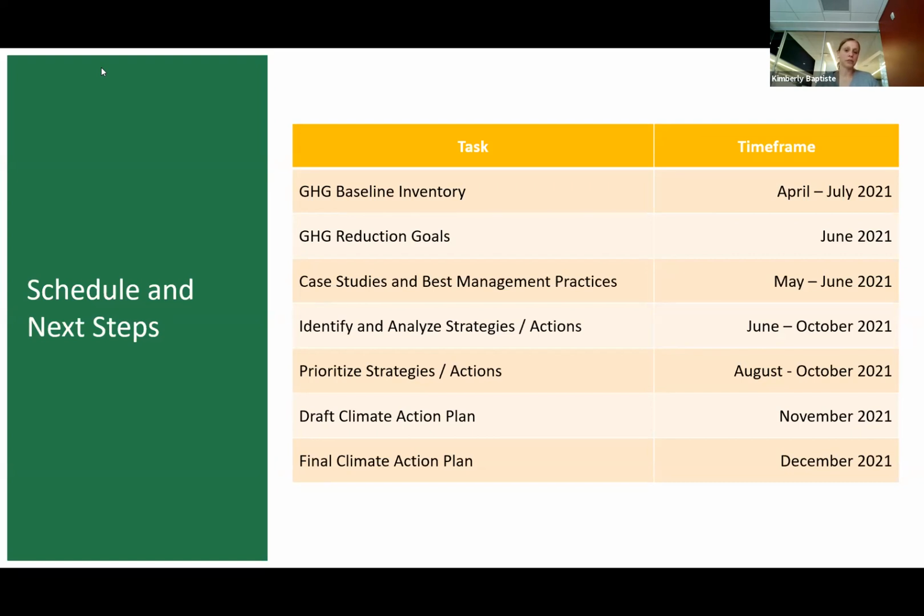We are already starting to look at case studies and best management practices, and we'll be continuing to compile those over the next couple of months. But really by the summer and into early fall is when we'll start to look at different strategies and actions. And then late summer, fall, starting the prioritization. Our goal is to have a draft plan by early November, and then a final plan by December that we can start to put through the cycle of final review. So our goal is to have this completed by the end of the calendar year.